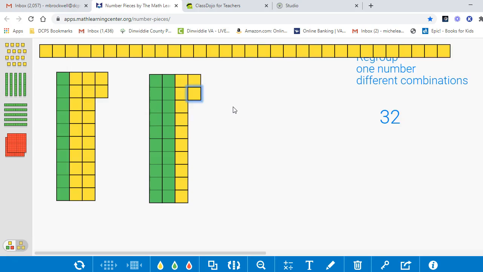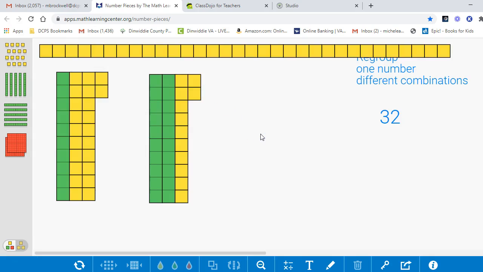I got 32 pieces, but my picture is different. I regrouped the number 32 again. This time I have two tens plus 10, 11, 12, plus 12 yellow cubes. So two tens, 20, plus 12 equals 32, or one 10, which is 10, plus 22 equals 32, or 32 cubes is the same as 32, but I'm not done.